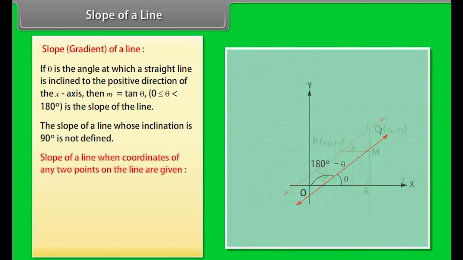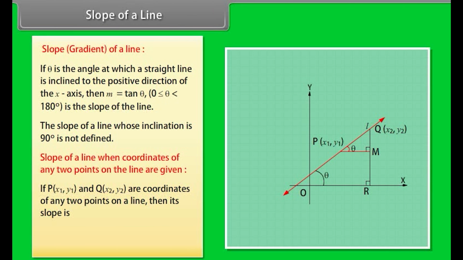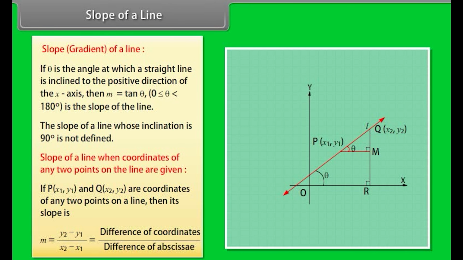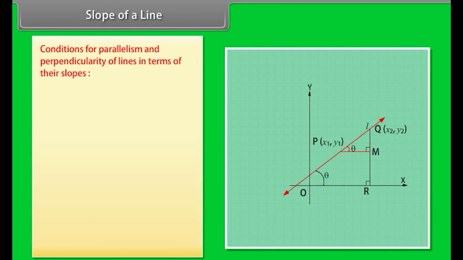Slope of a line when coordinates of any 2 points on the line are given. If P(x1, y1) and Q(x2, y2) are coordinates of any 2 points on a line, then its slope is m is equal to (y2 minus y1) by (x2 minus x1) is equal to difference of coordinates by difference of abscissae. Conditions of parallelism and perpendicularity of lines in terms of their slopes.